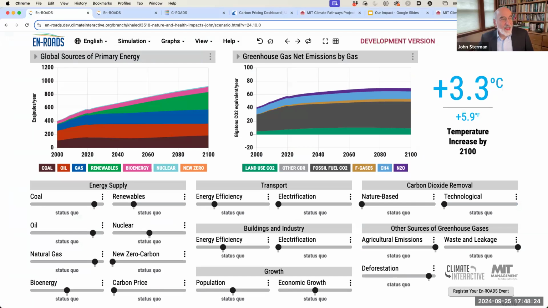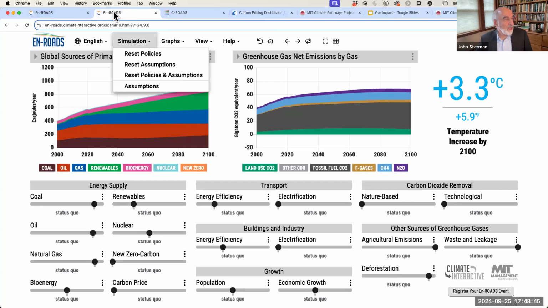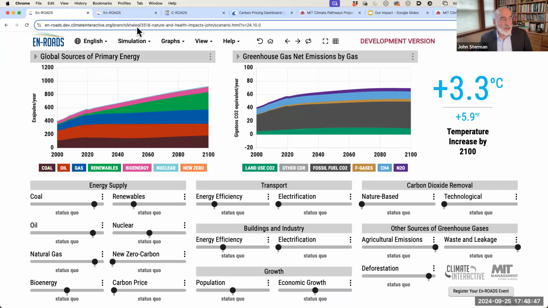So this is the simulator. This is not a slide. This is the simulator running live. Today, I'm going to try to show you the most recent development version. There are some features here I wanted to try out with all of you. If it develops a bug, which is always possible in a pre-release version, we'll go to the public version, which is here. But let me explain what's going on.